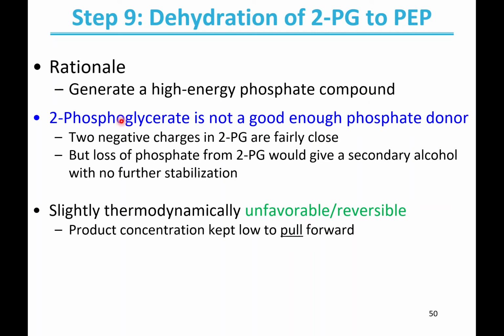Okay. 2-phosphoglycerate is not a good enough phosphate donor. Okay, you have two negative charges in 2PG that are fairly close, which does make it high energy, but the loss of the phosphate group from 2PG would give it a secondary alcohol, with no further stabilization.